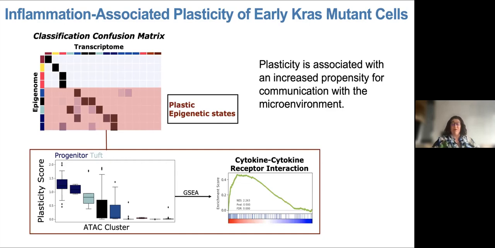and a full epigenome. And what we see is that they are most strongly enriched. The top enrichment by GSEA, by a big gap, not cherry picked, is cytokine receptor interaction. So plasticity is really associated with a propensity to communicate with the microenvironment.